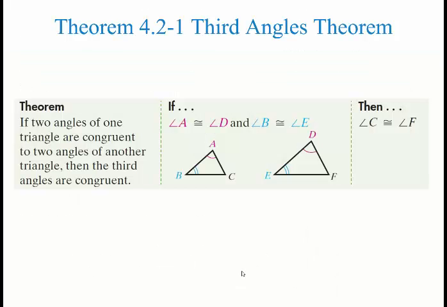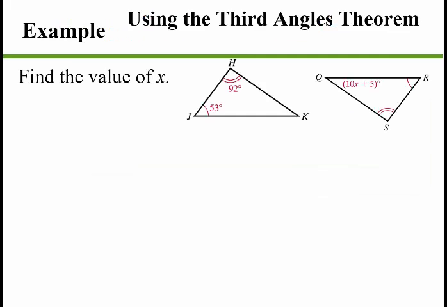All right, so a theorem, third angle theorem. If two angles of one triangle are congruent, so like angle A here is congruent to angle D, angle B is congruent to angle E, right? Then the third angles are also congruent. So it must be, if two of the angles are congruent, that angle C is also congruent to angle F. It just has to, it can't happen any other way if the other two angles are congruent.